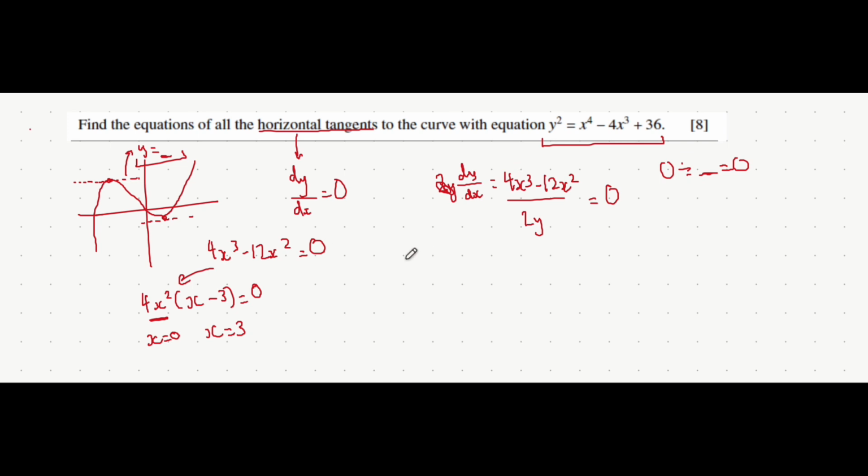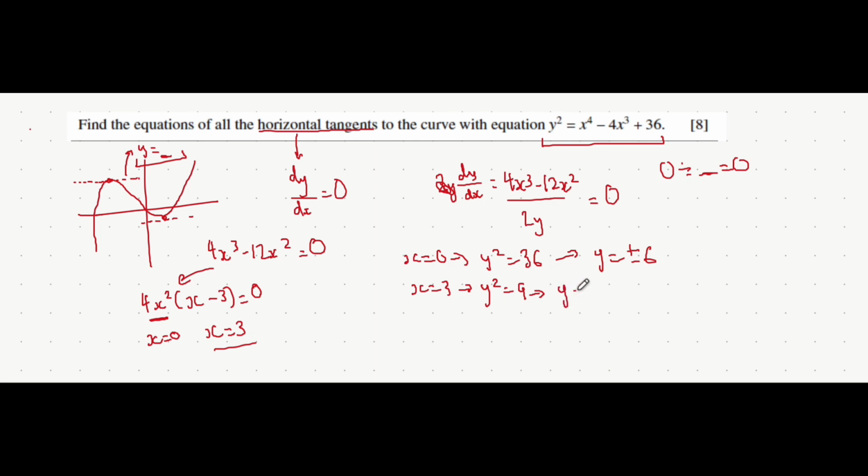If you put x equals 0 into this equation here, we get y squared is equal to 0 take away 0 plus 36. Now, it's important when you square root both sides that you take both the positive and the negative root. Doing the same for when you put x equals 3 into this equation, y squared actually ends up equaling 9, which I just pre-did on my calculator.